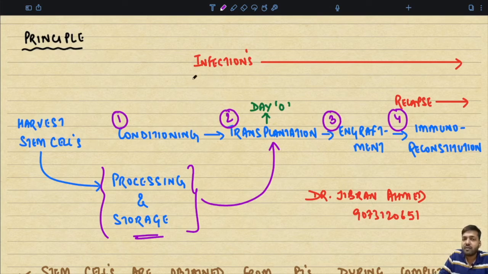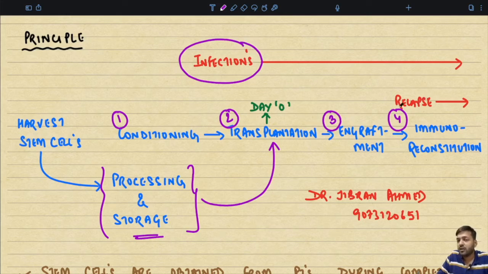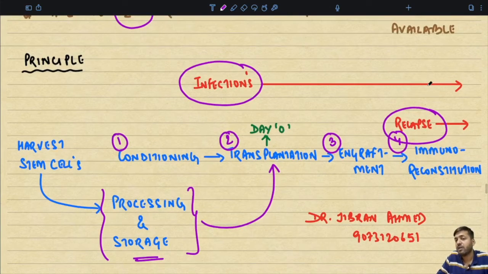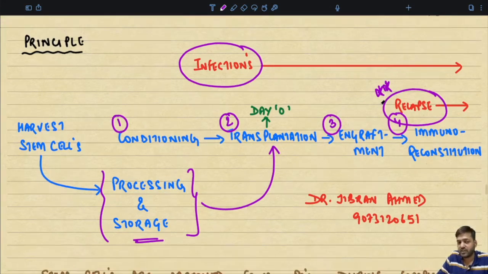Again, over here, just after the conditioning, the incidence of infections becomes very high, and just after the engraftment process, the chances of relapse of the disease is very high. So remember one thing, in autologous variety of hematopoietic stem cell transplant, the most important complication is relapse, whereas in allogenic variety, the most important thing is GVHD, graft versus host disease, and graft rejection.